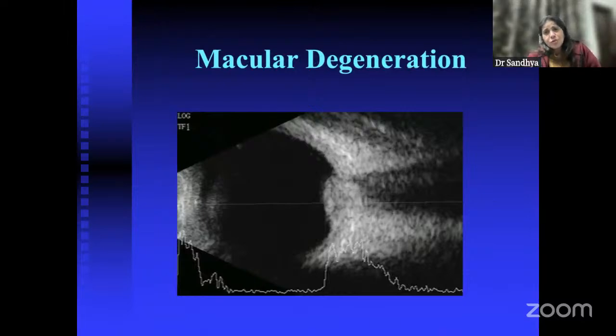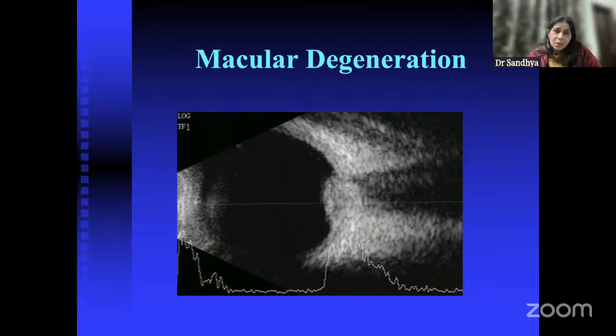Macular degenerations, sometimes we can catch on ultrasound B scan. Although, this is a picture I've taken long back when we didn't have OCTs in our clinical scenarios. With the advent of OCTs now, everyone will definitely go for an OCT for any case of macular degeneration. And treatment and follow-up wise, OCT is definitely very good.